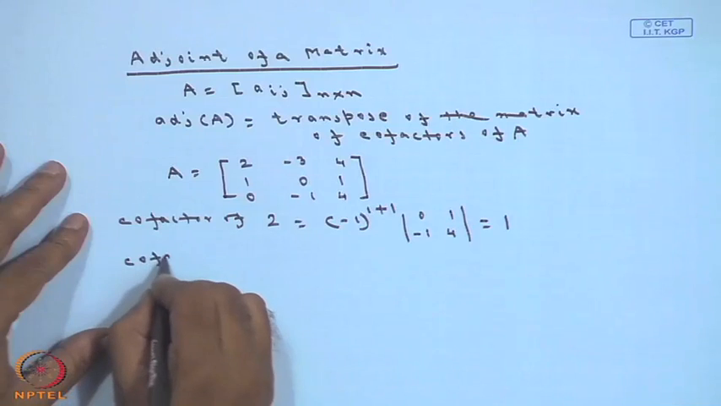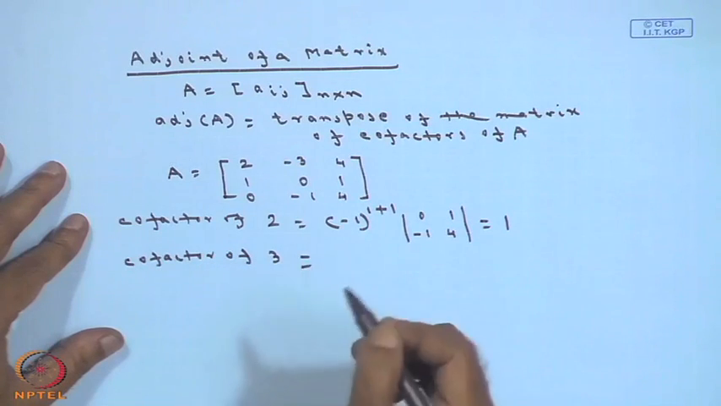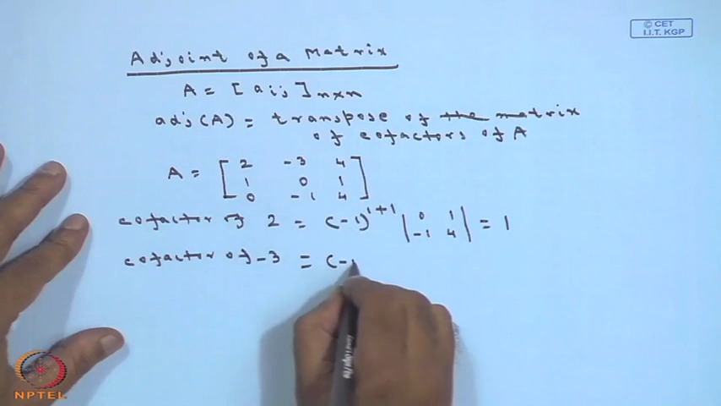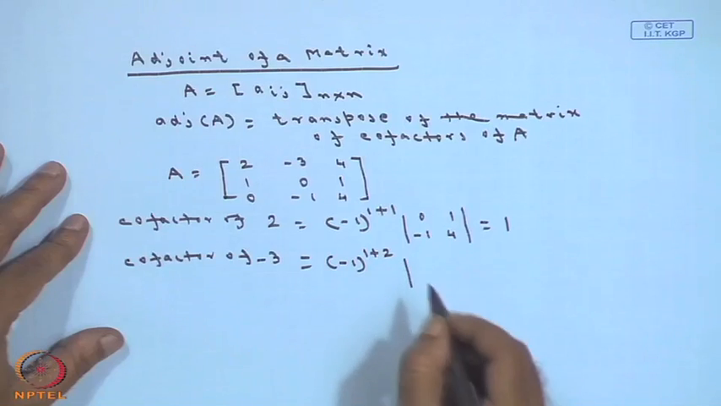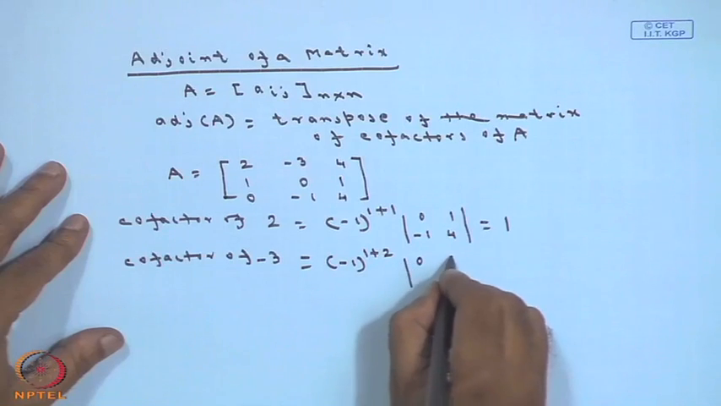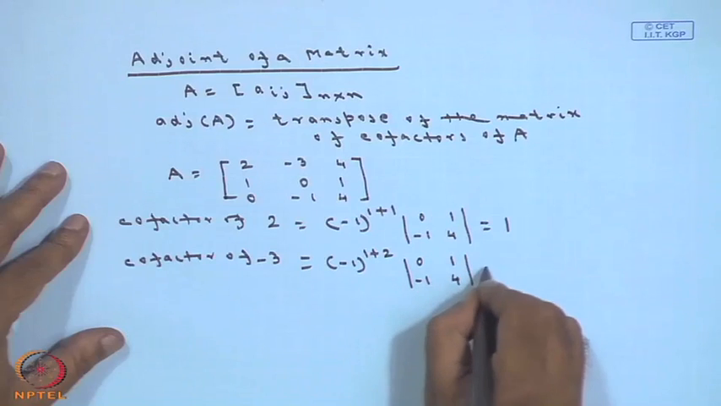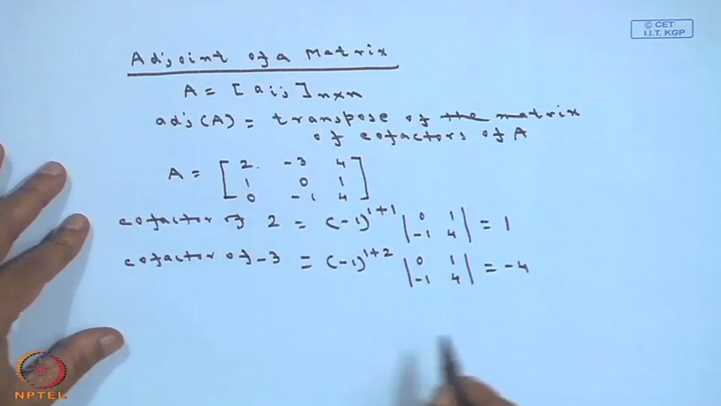Similarly, the cofactor of minus 3, this element, will be equal to minus 1 to the power 1 plus 2 into the determinant taken after omitting the corresponding row and the corresponding column, and you will get some value. Like this way I can find out the cofactors.